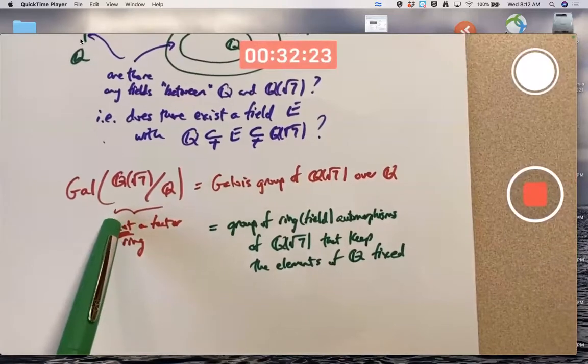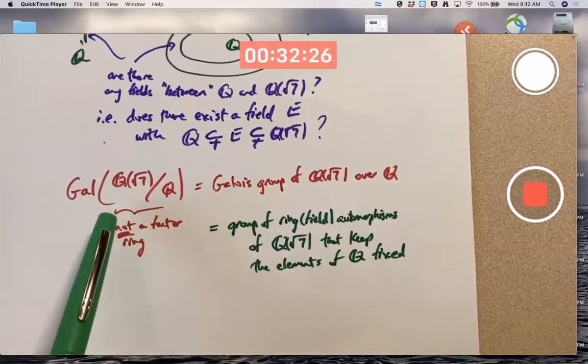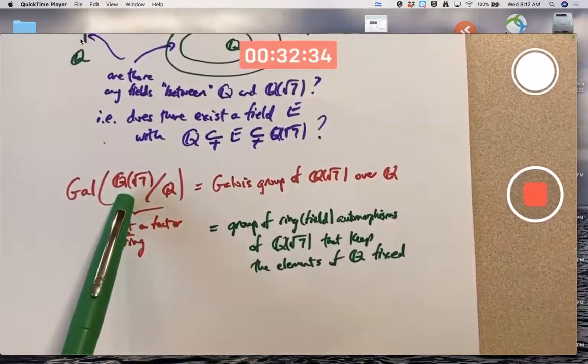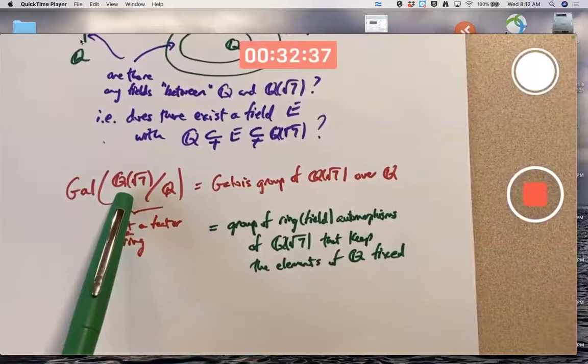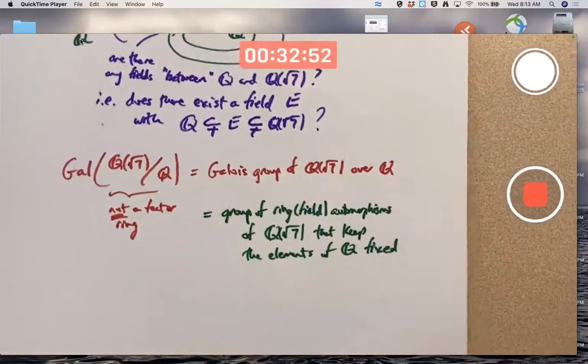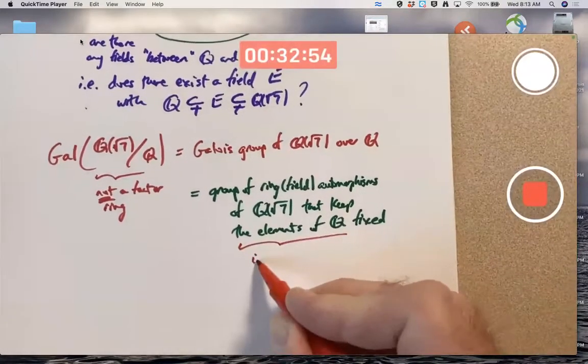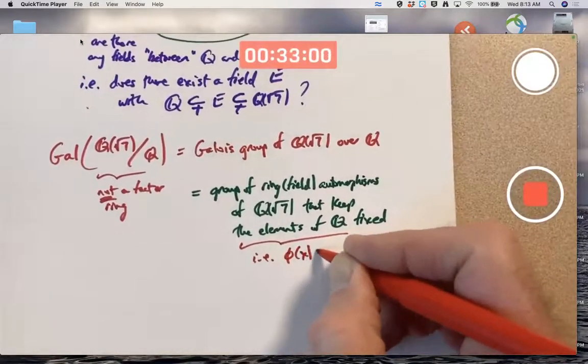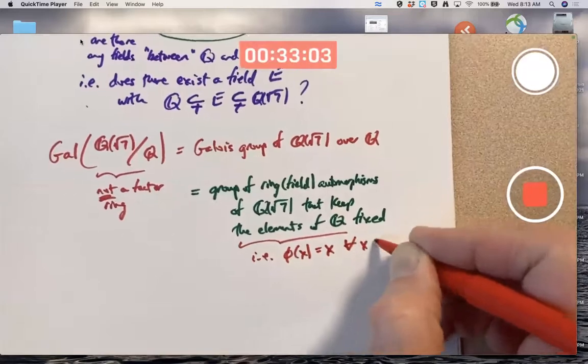Consider all possible automorphisms of Q adjoin root 7. In other words, what is an automorphism? It's an isomorphism from, in this case, Q adjoin root 7 to itself, right? One-to-one onto mapping. It's a ring automorphism, so it's doubly operation preserving. It preserves both addition and multiplication. Which of those automorphisms keep the elements of Q fixed? In other words, if I call such an element phi, phi of x equals x for all x in Q.